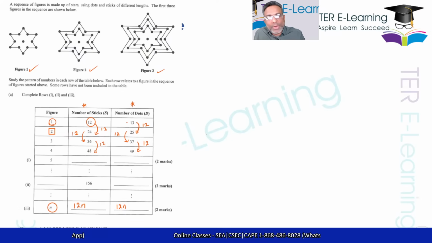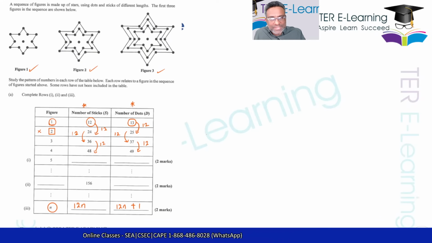If I have figure 1 here, I should get 13 as my answer. So if I'm using the formula 12n, it will be 12n plus 1. If I plug figure 1 into that formula, it is 12 by 1, which is 12, plus 1, and we get 13.